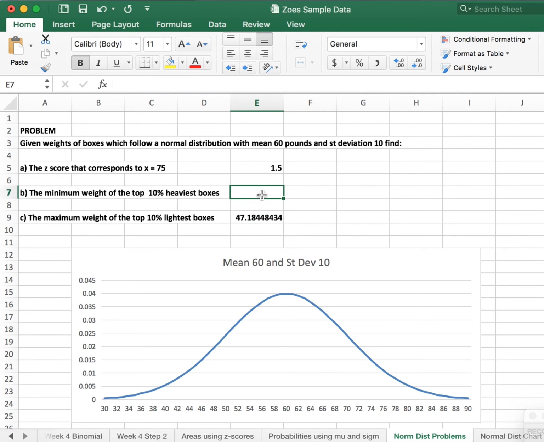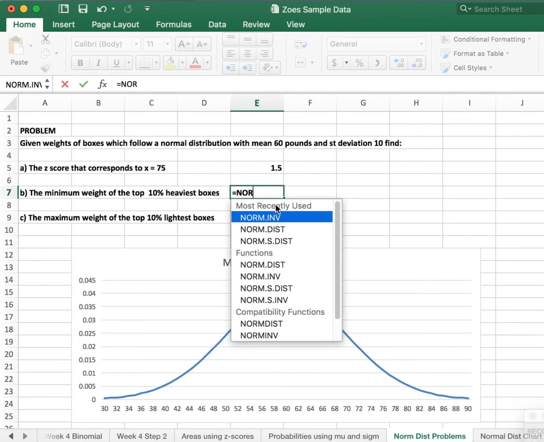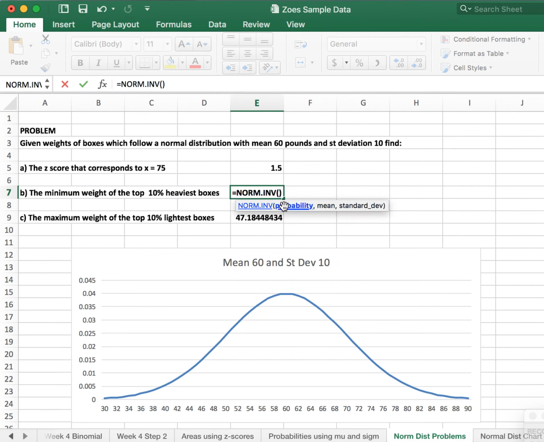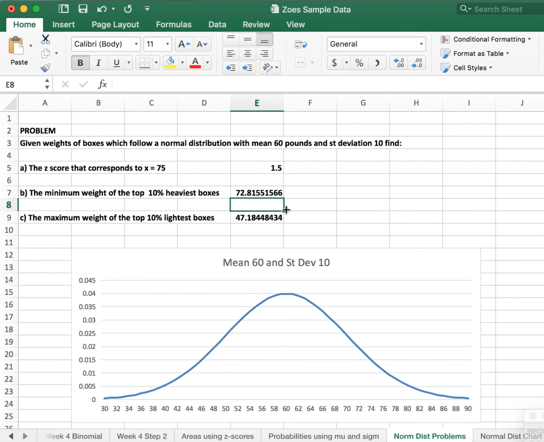Here, if we use the NORM.INV formula again, for probability, which is area under the normal curve, we put 0.9, a mean of 60 and a standard deviation of 10. We find that it is 72.82. So we find that all boxes weighing over 72.82 are in the top 10% heaviest boxes in our distribution.